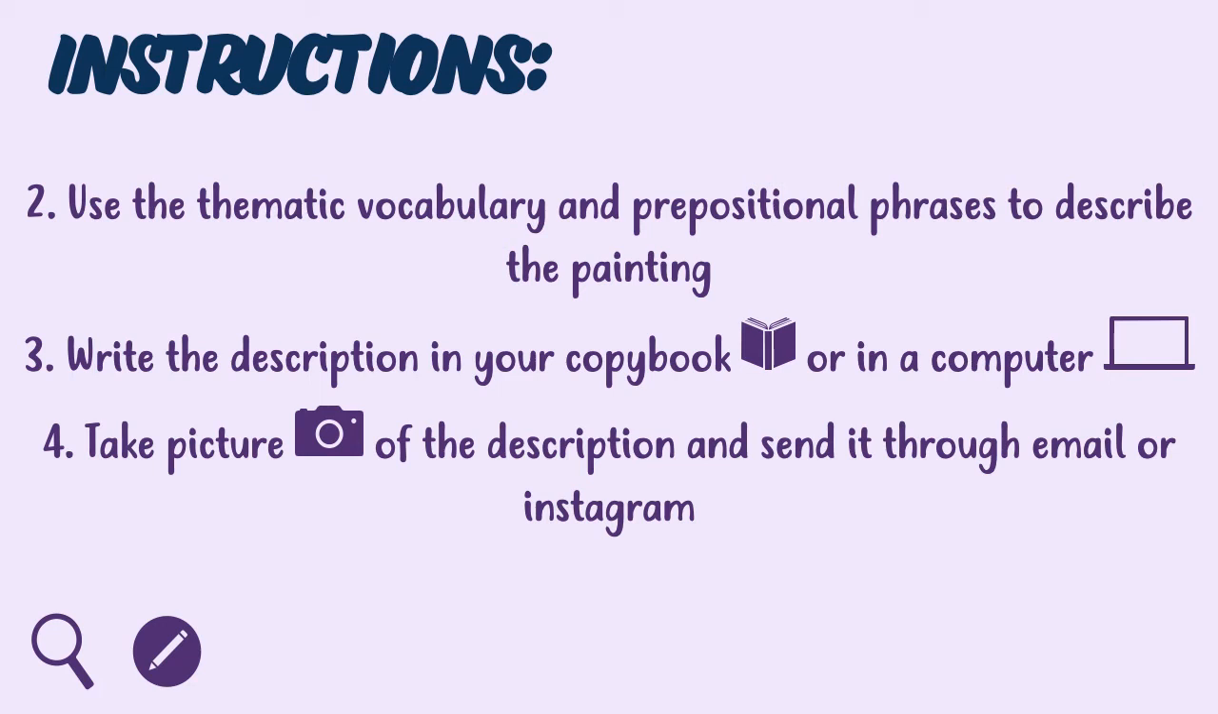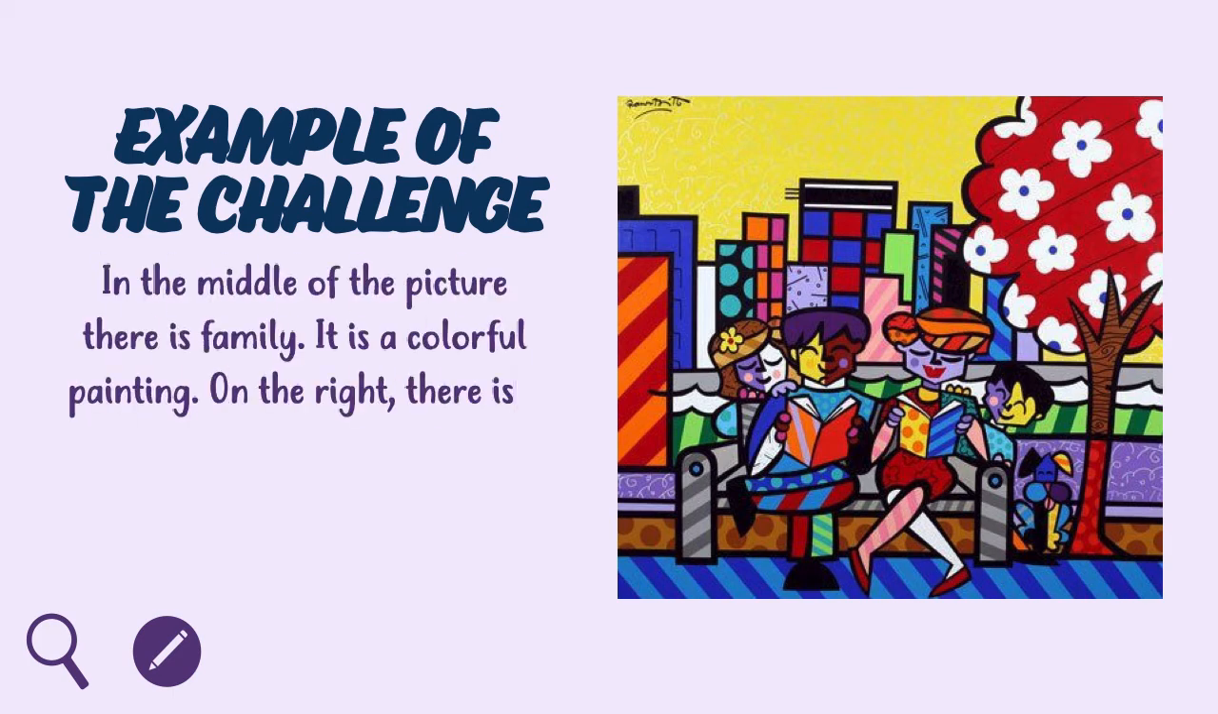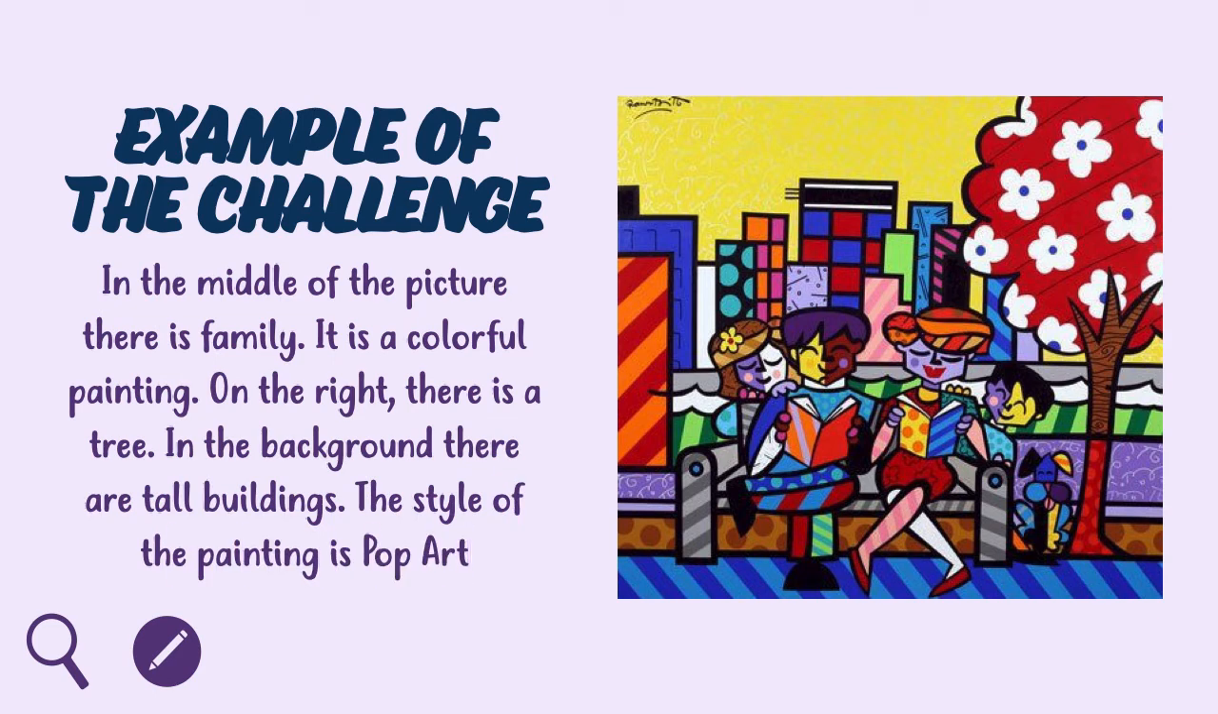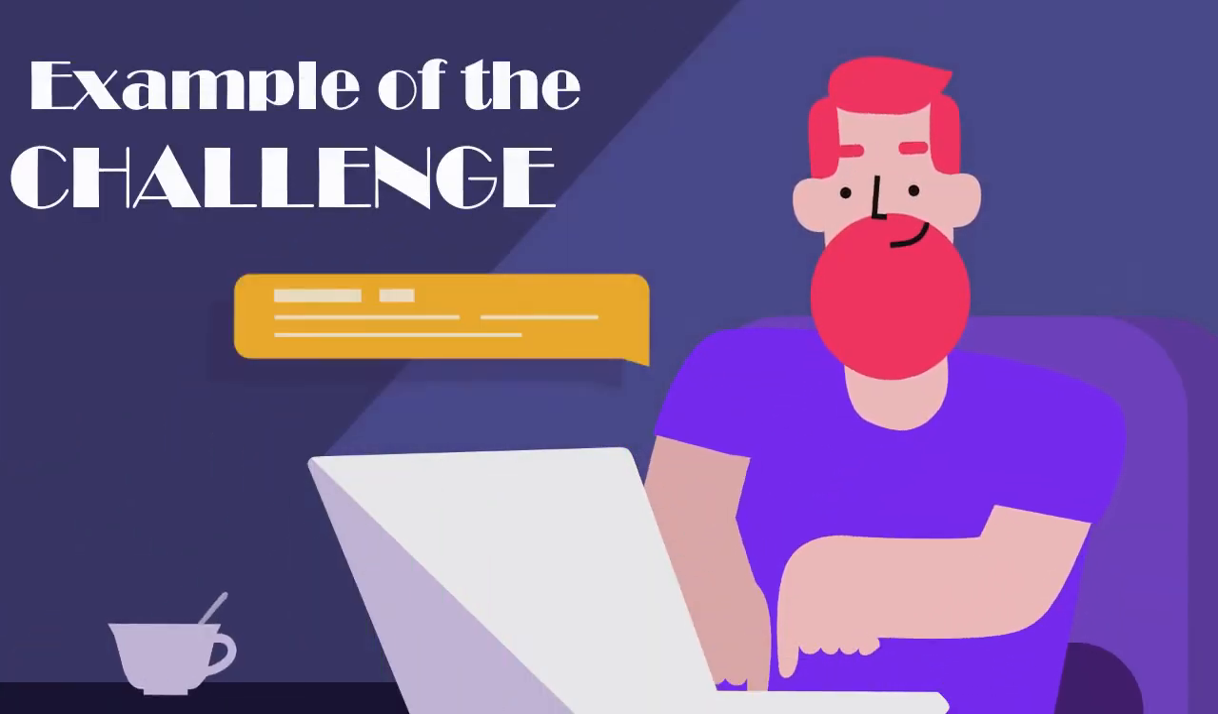Let's have a look at how the challenge looks like. This is one of the pictures that you can select, and let's have a look at how the description looks like. In the middle of the picture, there is a family. It is a colorful painting. On the right, there is a tree. In the background, there are tall buildings. The style of the painting is pop art. Now it's time to see the modeling of the challenge.